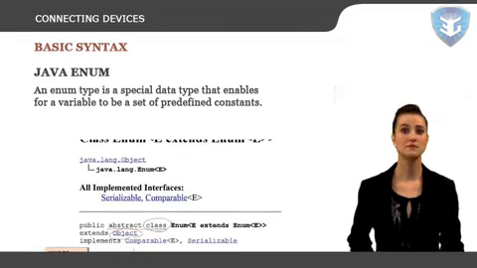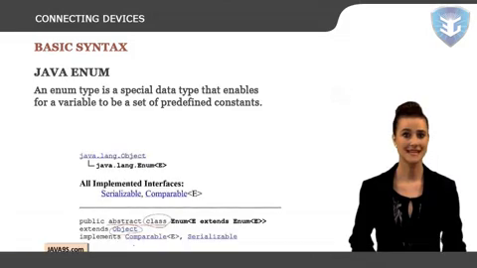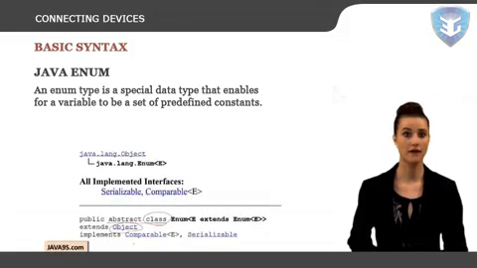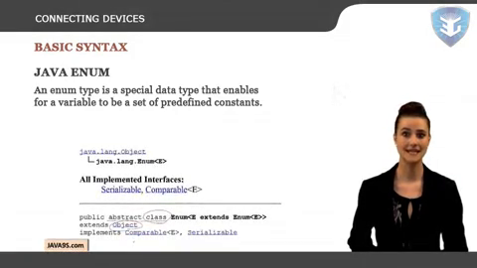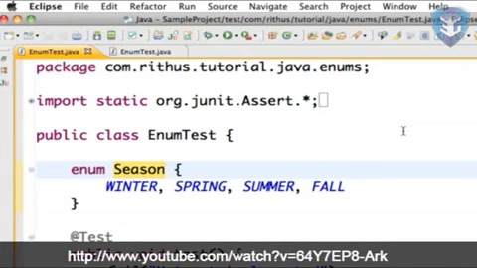The variable must be equal to one of the values that have been predefined for it. Common examples include compass directions, that are values of north, south, east, and west, and the days of the week. In this tutorial, let's discuss enums and how enums are used in Java.